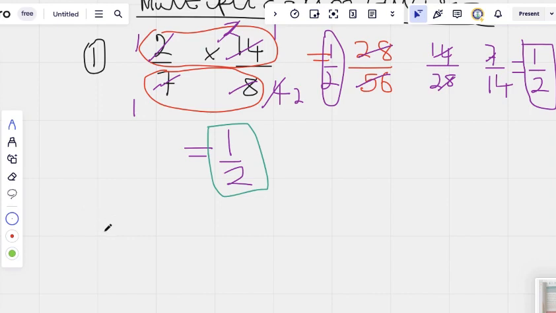So now let's take a look at division. We just take one example for multiplication, one example for division. If we have, let's say, 2/7 divided by 7/8. Okay, divide by 8/7.